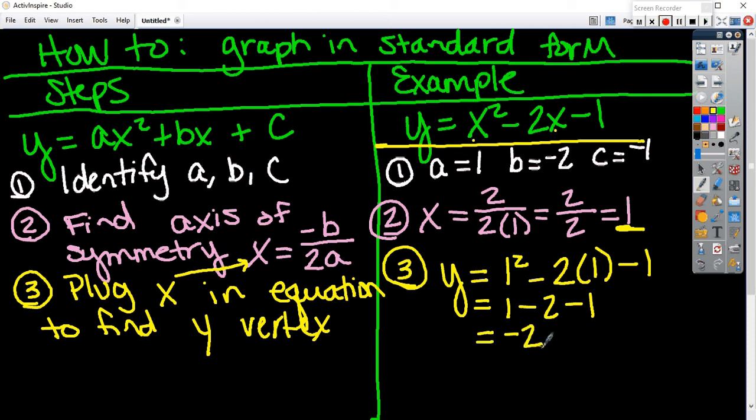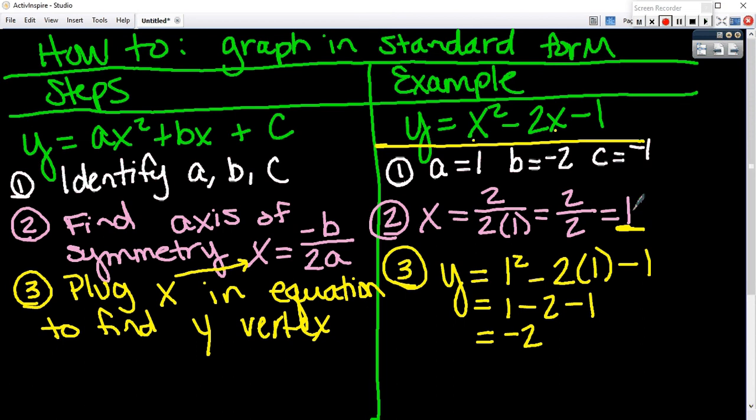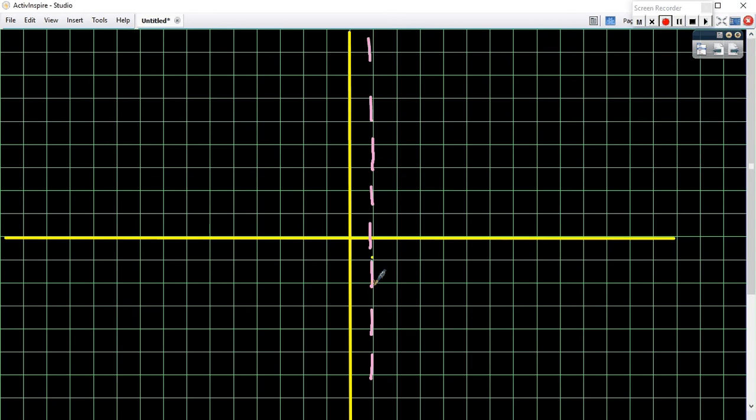So that means on that dotted line I drew, I'm going down 2. Essentially this vertex is (1, -2). So down 1, 2. Make sure you put a V there so that you know, hey, that's my vertex. Otherwise, you'll start getting your points mixed up.